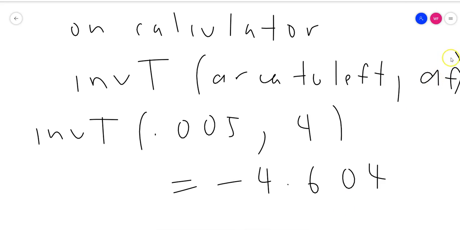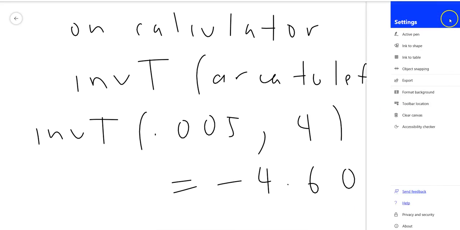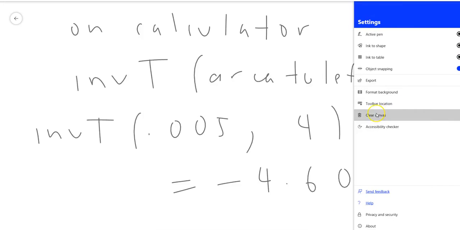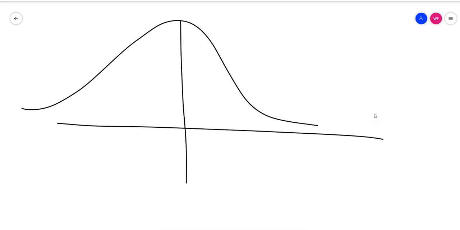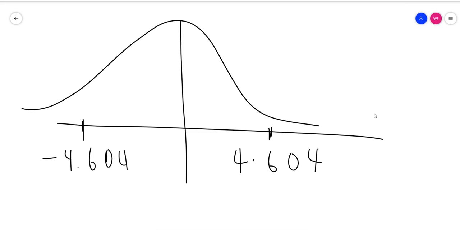Let me just remind you what that chart looked like. So if I clear this, remember that the critical values were symmetric. Here was one of them, here's the other one. So this one that we found is minus 4.604. And then the other one, the graph is symmetric, this would be plus 4.604. And that would be the answer that they're asking for, the critical values in the homework question.